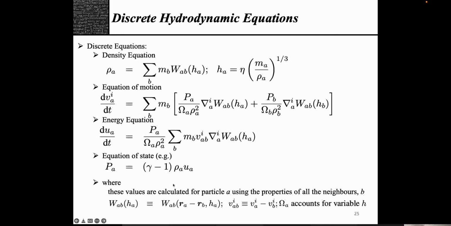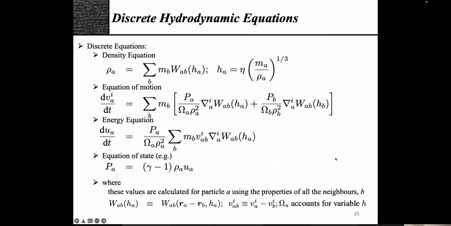And finally, we have an equation of state. And this one is slightly different because there is no derivative, as we would expect from the previous slide. But also no summation is required. This is just a simple calculation of the density of particle A times the energy of particle A, and you get the pressure for particle A. So you do need a little bit of care as to whether you can just do a direct sum and avoid a derivative, whether you need to do the derivatives themselves, or it's just a simple calculation.